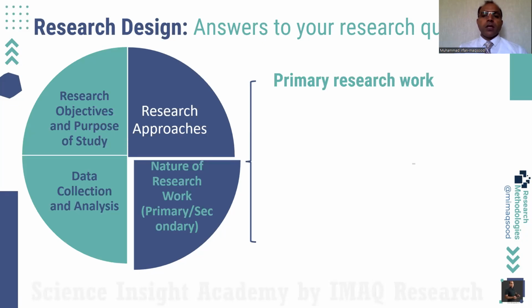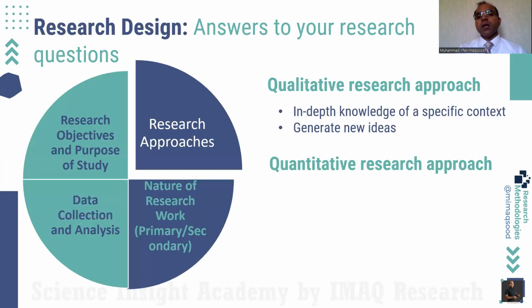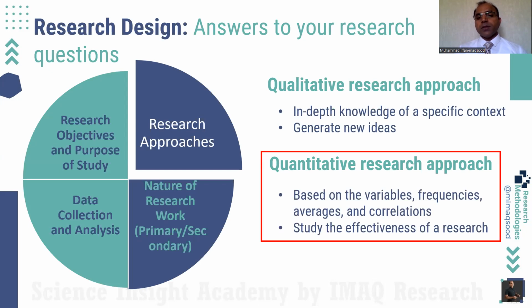Here we can again define what primary research and secondary research are. As we said, secondary research is a research method that uses data that was collected by someone else. So we also followed secondary research approaches based on quantitative analysis, which was based on variables, frequencies, averages, and correlations of, for example, therapeutic approaches with diseases, using variables like the mesenchymal stem cells, their frequencies, averages, how they are happening, in which countries they are happening, and what their phases are. So we did a complete comprehensive analysis.